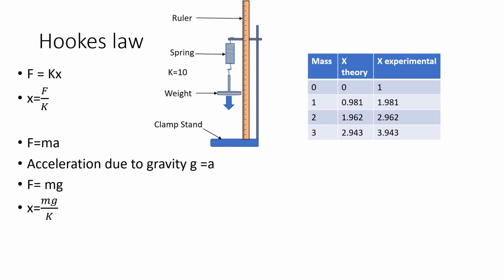For a mass of 1, we should get an extension of 1. Sorry, not 1, 0.981. So on in that fashion you see in the table. When you increase mass, you get an increase in extension.